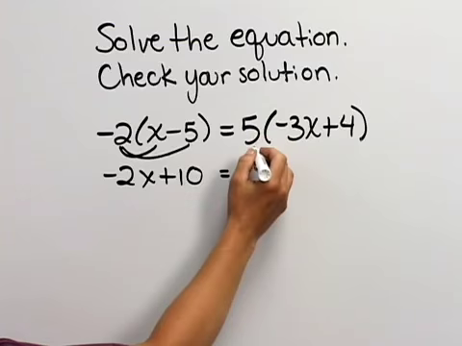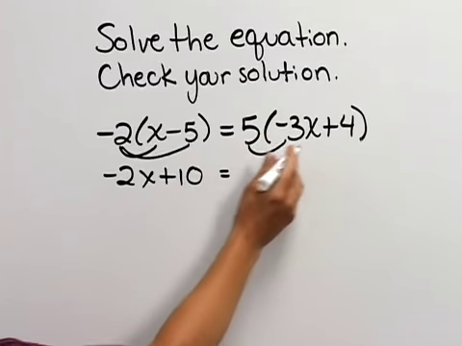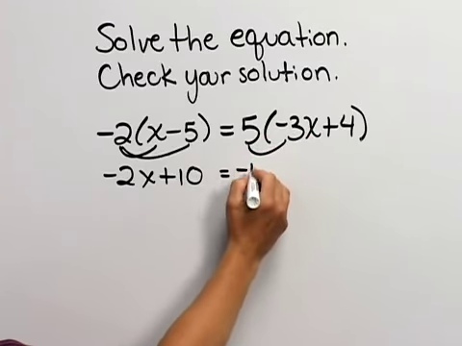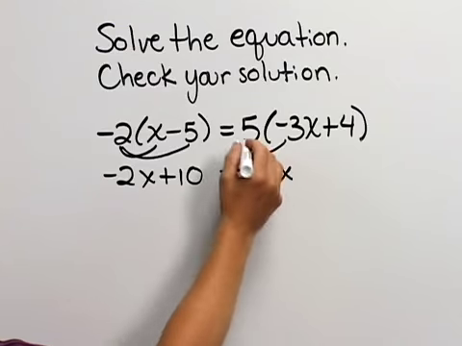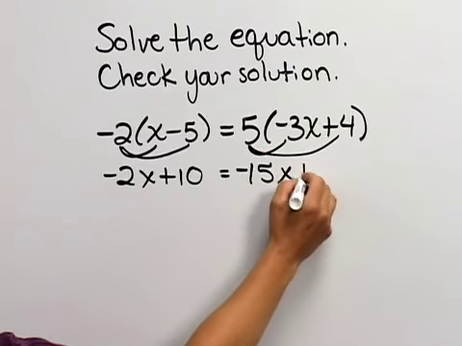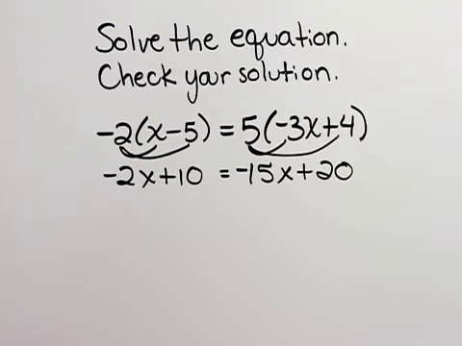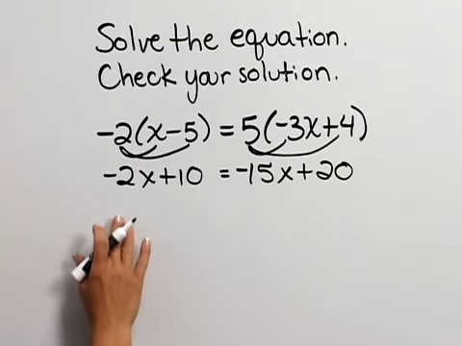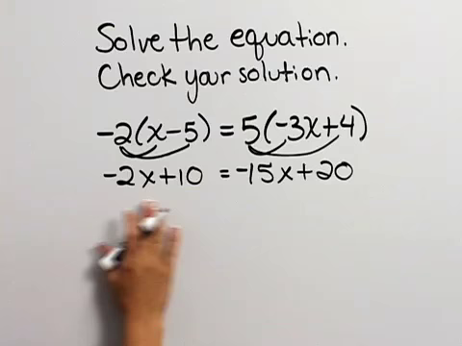On this side of the equation, distribute your 5. 5 times negative 3x is negative 15x. And 5 times 4 is 20. Now we need to isolate our variable on one side.